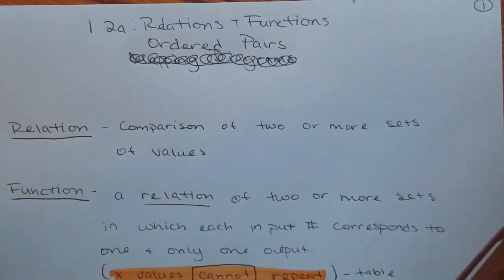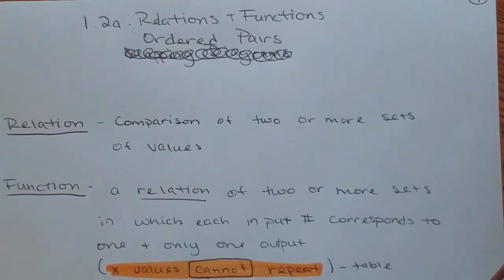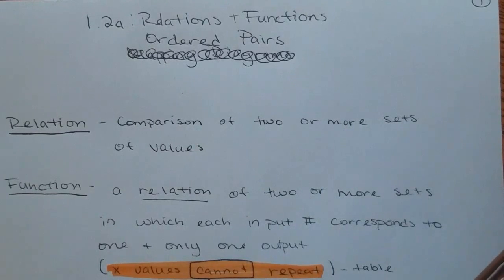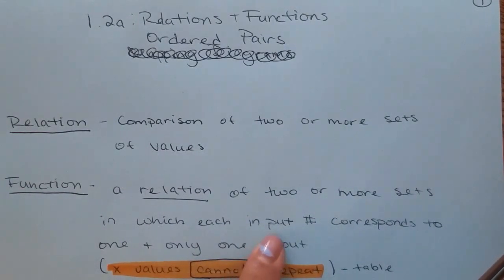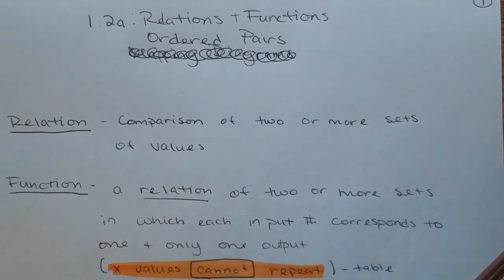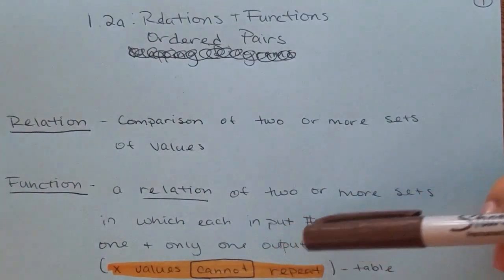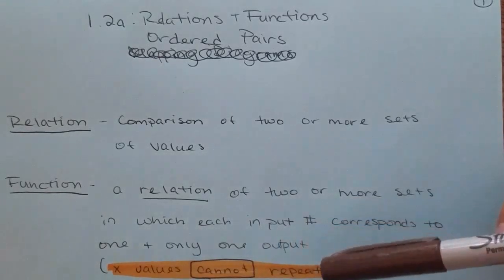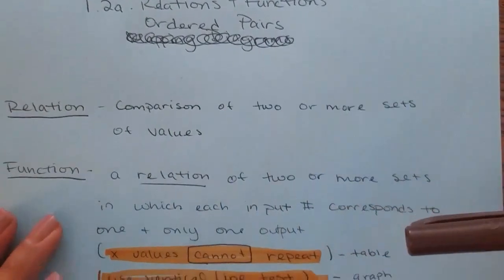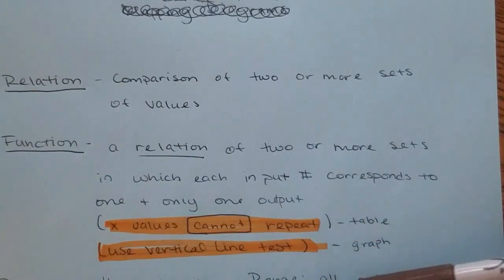Okay, now a function, it is a relation, but it's a more specific type of relation. It's one where each input, so your input is your domain, remember we talked about your Rhodey and your Dixie, so each input corresponds to one and only one output, which is your range. Now, that gets kind of confusing. The one thing that you need to know is that your x values cannot repeat. They can never repeat, and if they do, they have to have the exact same y value.